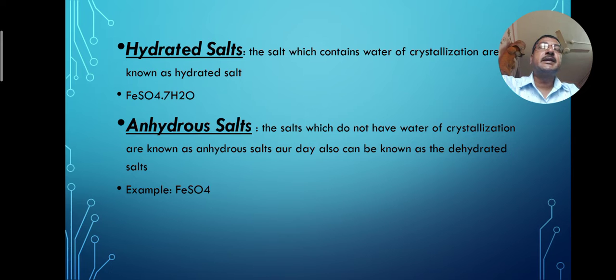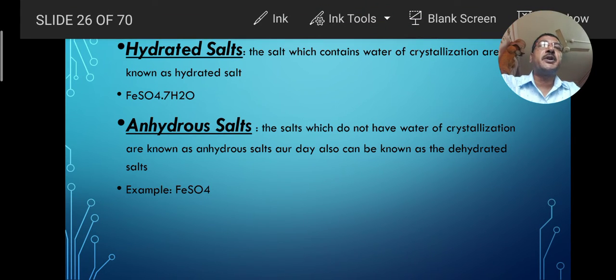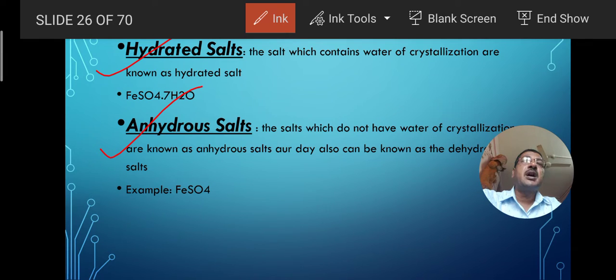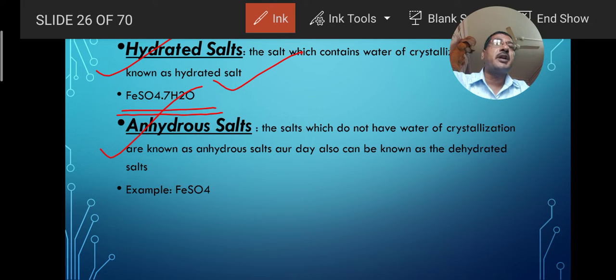Next, I have already told you, but here it is given: what is a hydrated salt and what is an anhydrous salt? The salts which contain the water of crystallization are known as hydrated salts. An example is ferrous sulfate with 7 molecules of water. This is an example of a hydrated salt. Another is the anhydrous salt, the salt which does not have any water of crystallization. They are known as anhydrous salts.